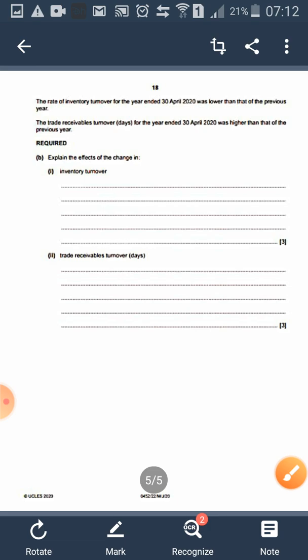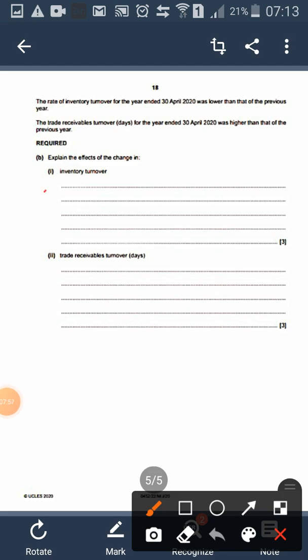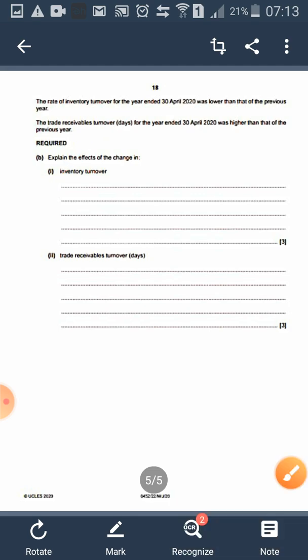Explain the effects of change in inventory turnover. One minute. Okay, dude. So explain the effects of rate of inventory turnover. The definition of the rate of inventory turnover, as you know, is that it is the number of times, like, one minute, let me show it to you.